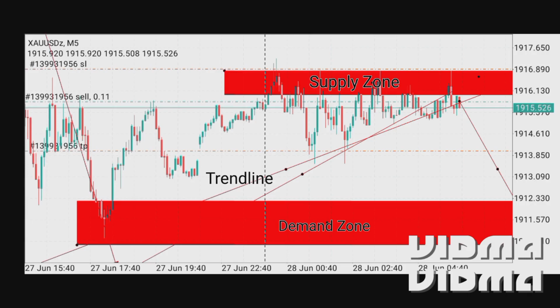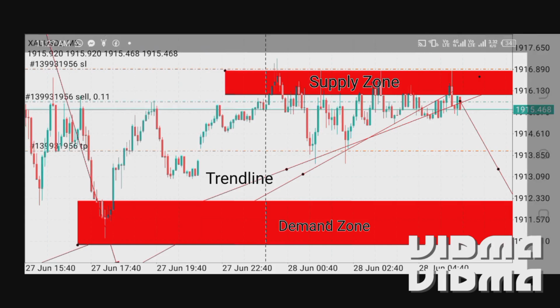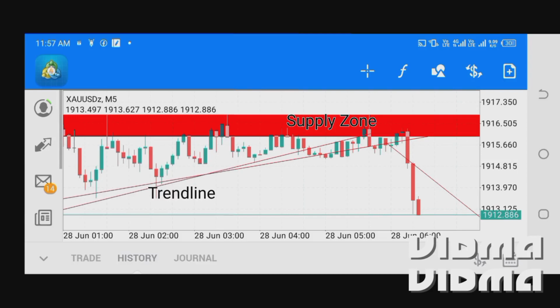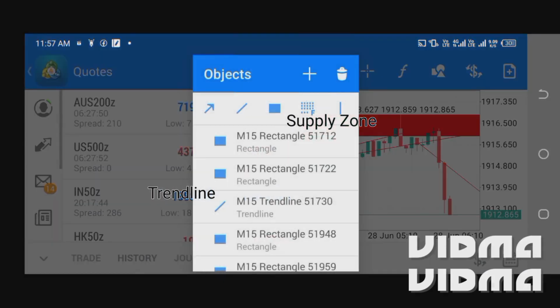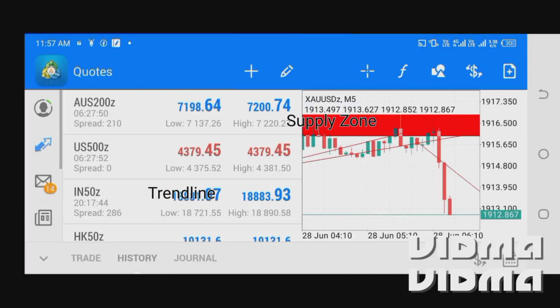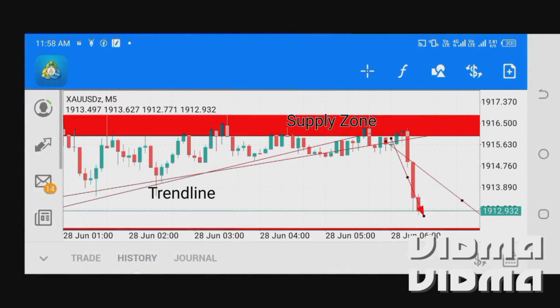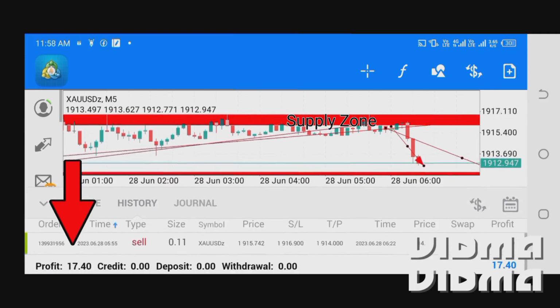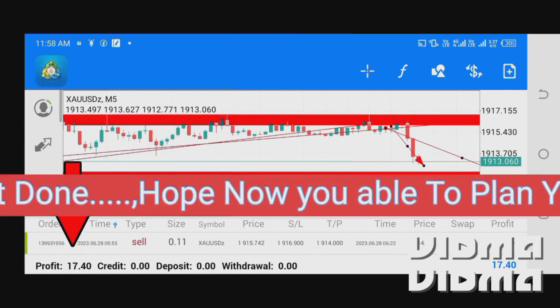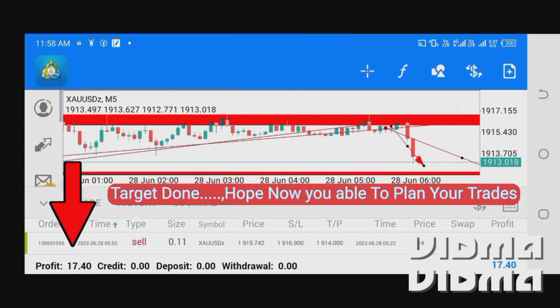Also check by implementing different time parameters. I went with a trade example on a 15-minute chart and 5 minutes, but you can go with 30 minutes or something. If you check, after 30 minutes the market went drastically down and our target is almost done. So this is the overall strategy for how you can set up your stop loss and your target. And if you check, the profit is almost $17 with one trade within 30 minutes. Hope you understand the trade plan.